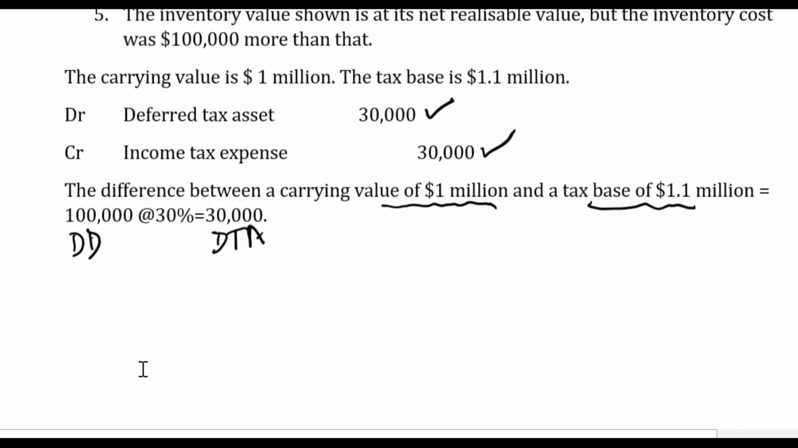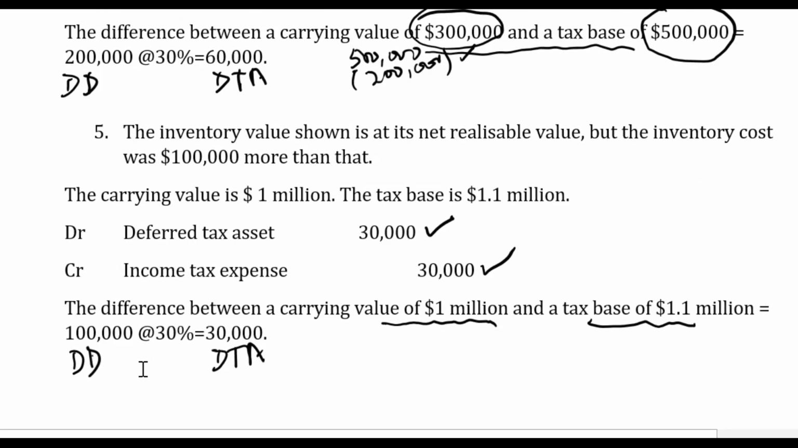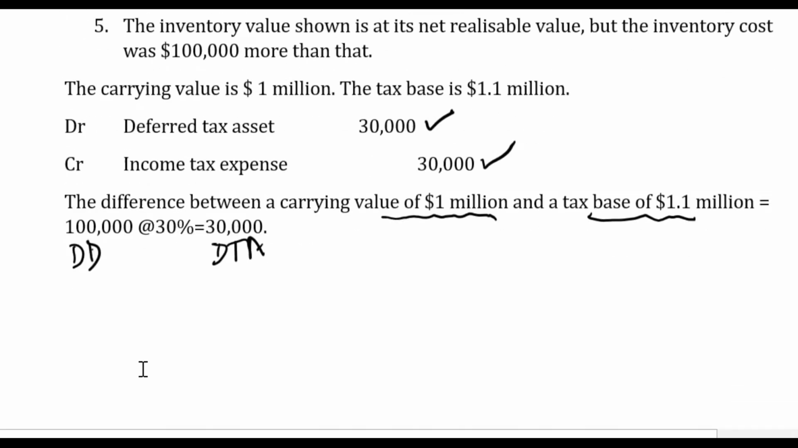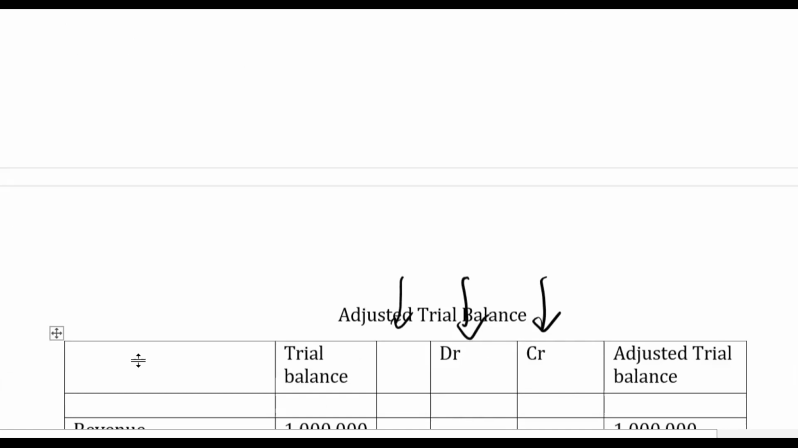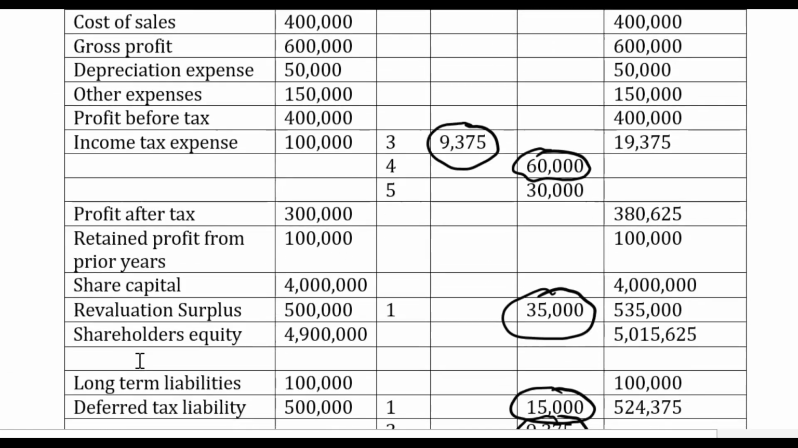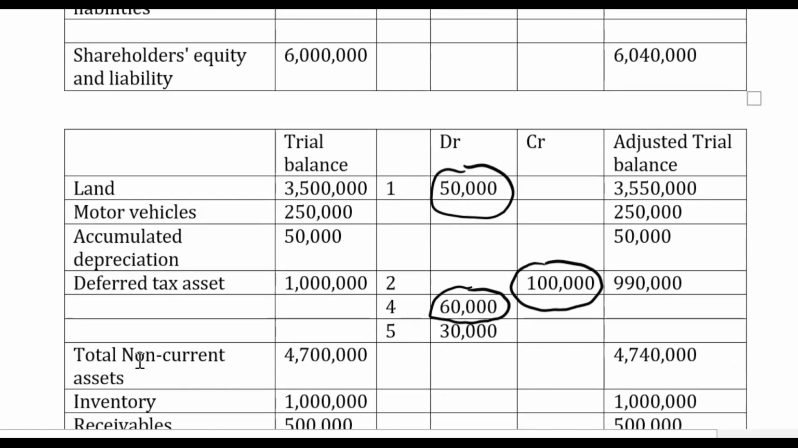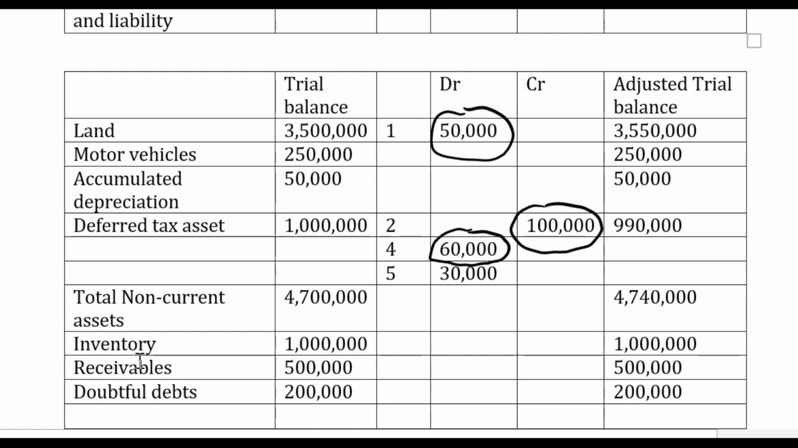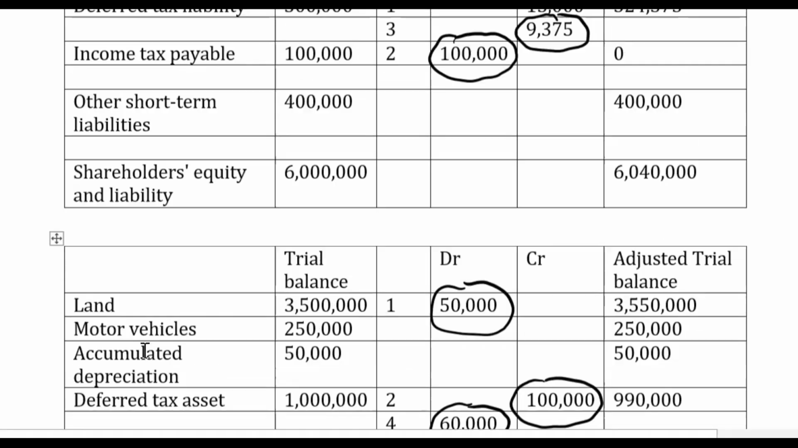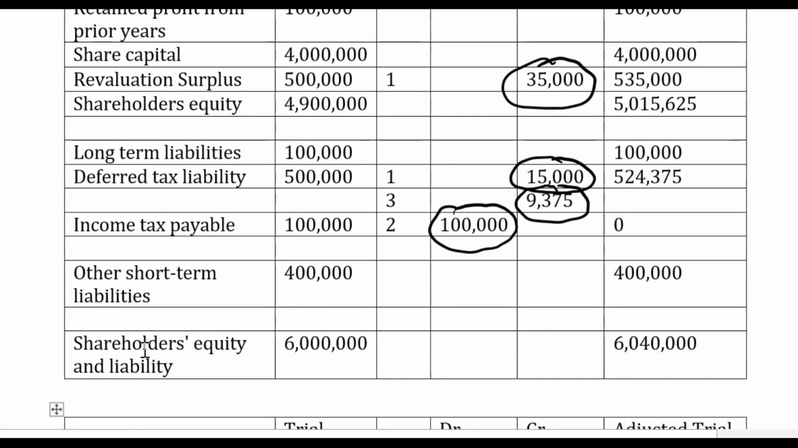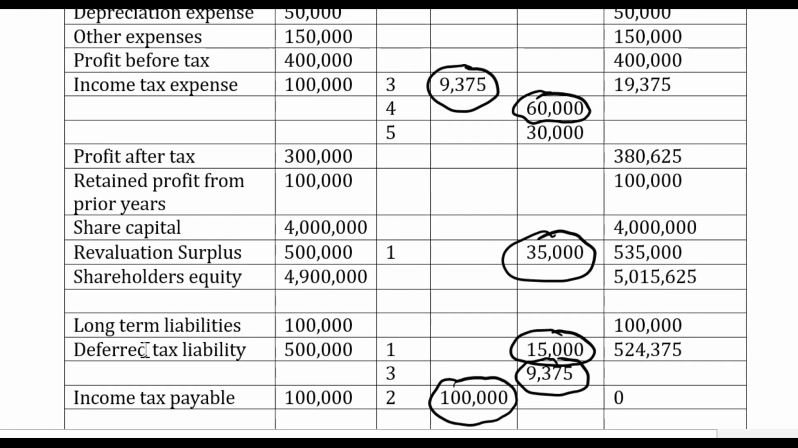Our fifth entry relates to the inventory value. The journal entry is to increase deferred tax asset by 30,000. So deferred tax asset we increase by 30,000, and we then decrease the income tax expense by 30,000.